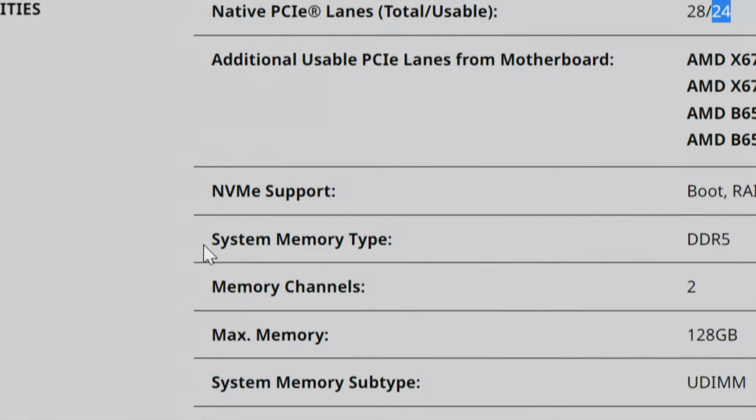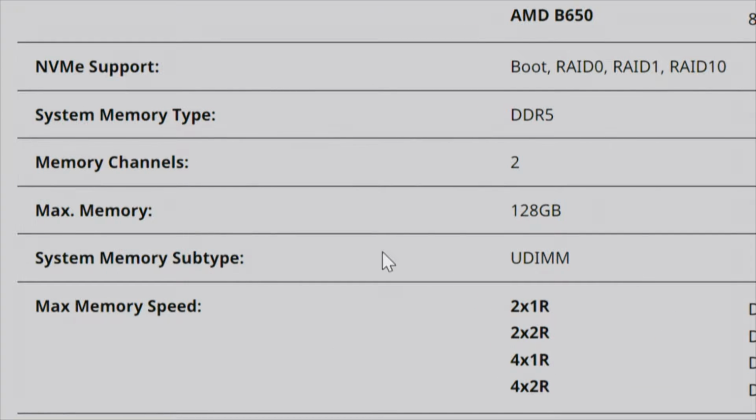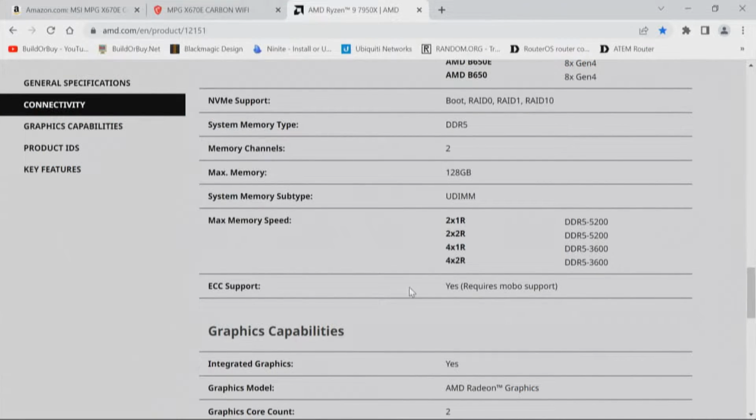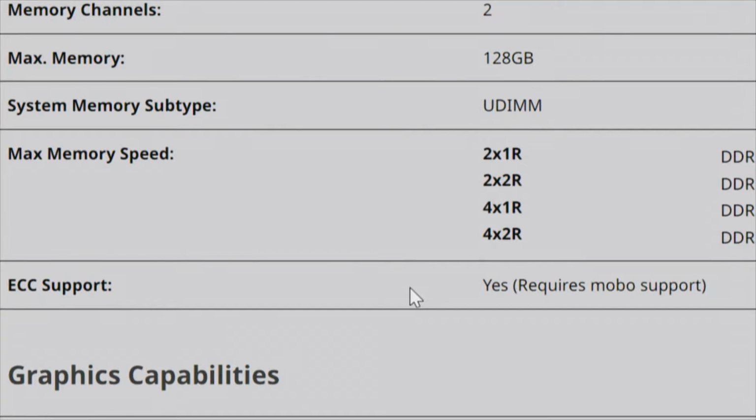System memory DDR5 and supports dual channel 128 gigs, and those are UDIMMs, unbuffered DIMMs. Now one aspect that's really fascinating right here, we've got ECC support, and it says yes, requires motherboard support. Okay, keep in mind we've got some other videos we're going to be doing about DDR5 ECC. There's 4 types of schemes for DDR memory. We're only interested in 2, and this motherboard only supports 1. But we have to have 4 components to support it.